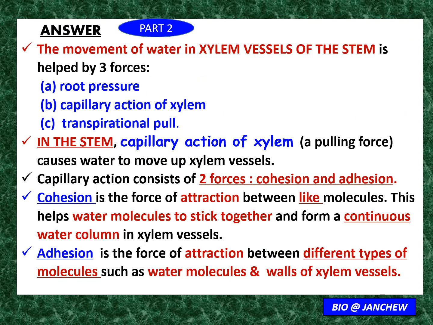Now, in the second part of the answer, we are going to discuss the movement of water in xylem vessels of the stem. So this movement of water in xylem vessels of the stem is helped by three forces: root pressure, capillary action of xylem, and transpirational pull. So in the stem, the capillary action of xylem, which is a pulling force, causes water to move up the xylem vessels. Now, capillary action consists of two forces, cohesion and adhesion. Cohesion is the force of attraction between like molecules, and this helps water molecules to stick together to each other and form a continuous water column in the xylem vessels. Force of adhesion is the force of attraction between different types of molecules, for example, between water molecules and the xylem wall.